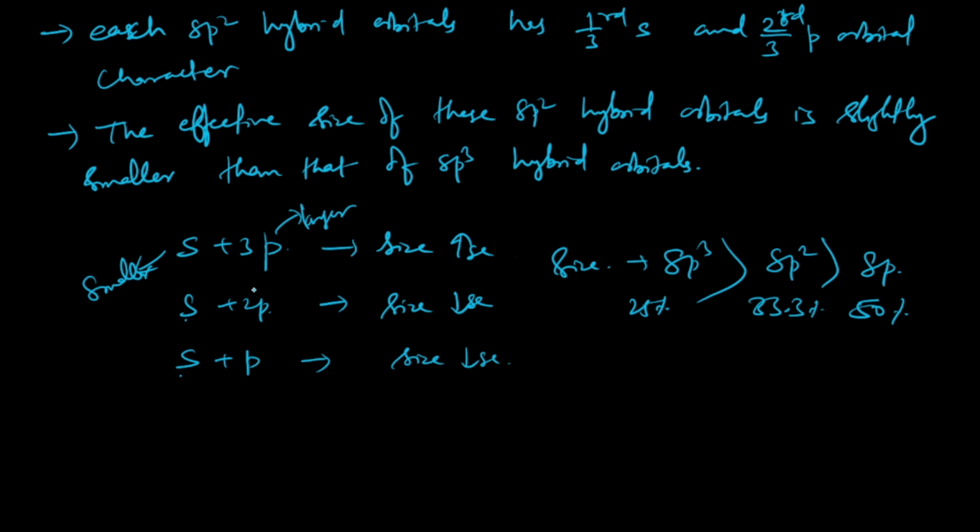Another way we can say it: if the larger size contribution is increasing in this way, here the contribution is less, here it is more, and here it is maximum. Here 50% contribution, here 66% contribution, here 75% contribution of the larger p orbital. So as the larger size contribution is increasing, your size will also increase. That's why sp3 has larger size orbitals. I'm talking about hybrid orbitals. So it will be larger than this, than this, and this will be the smaller one.